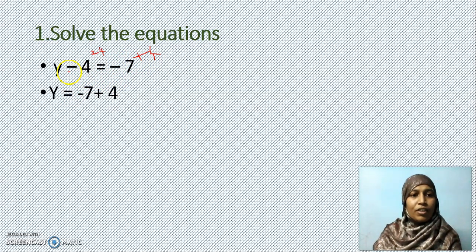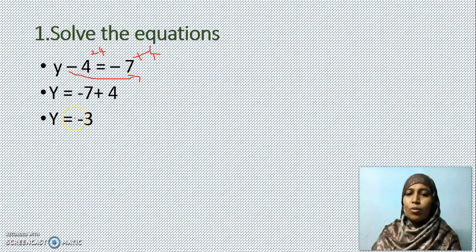See here, if I transfer this minus 4 to this side, it becomes plus 4. So y is equal to minus 7 plus 4. Different signs, subtract and give the bigger number's sign. If I subtract, I get 3. The bigger number is 7. So my answer is y is equal to minus 3. Whenever you find the solution, what is the speciality of the solution? What condition should it satisfy? It should satisfy the equation. So in reverse order, you can check whether your solution is right or wrong.